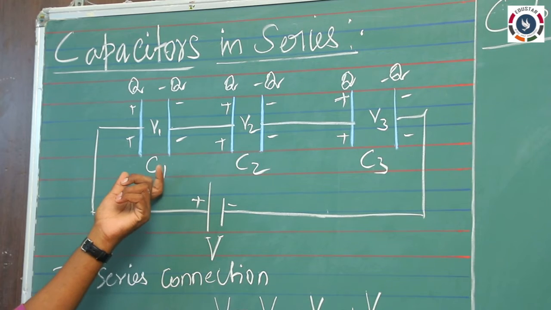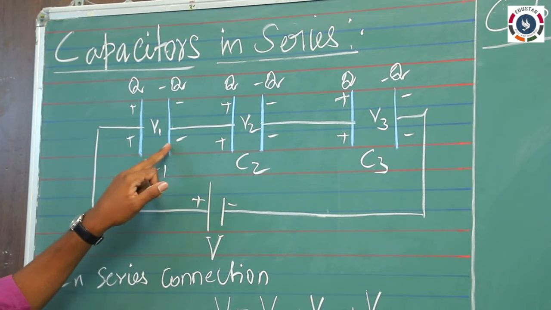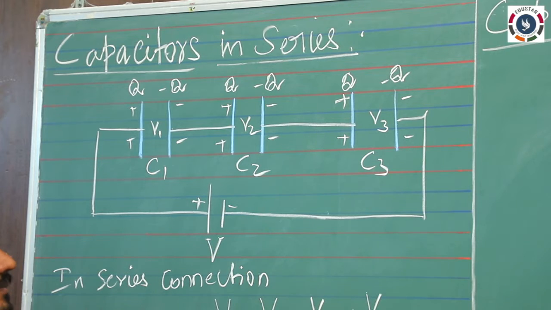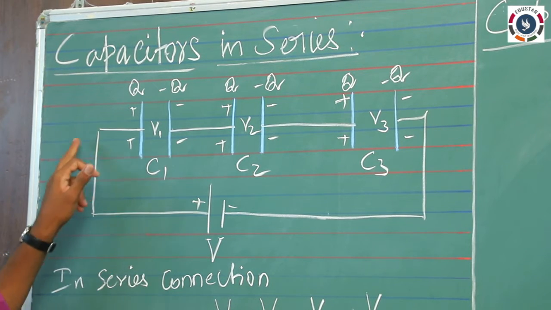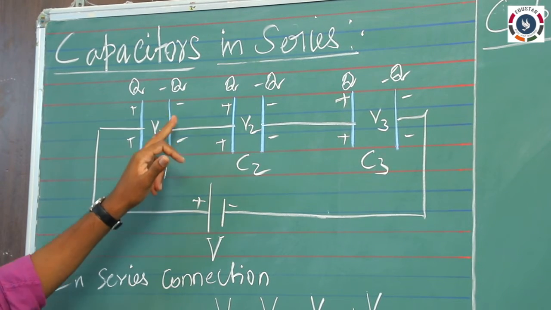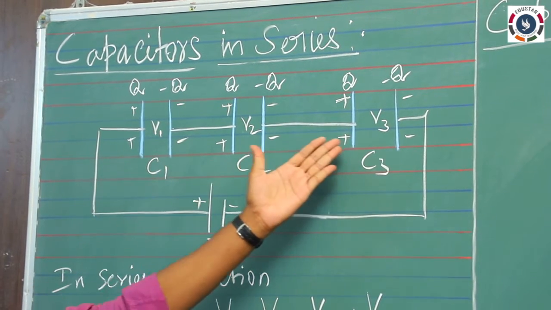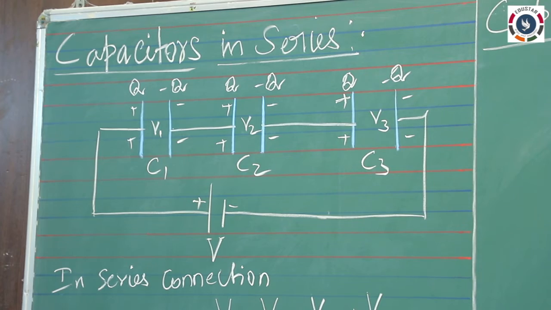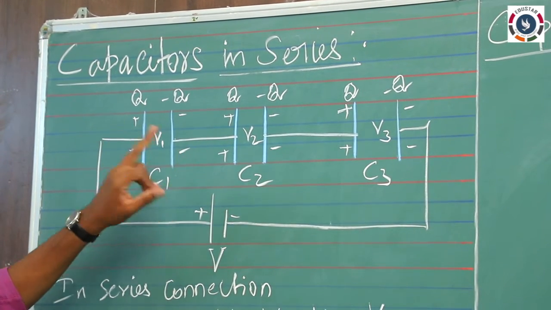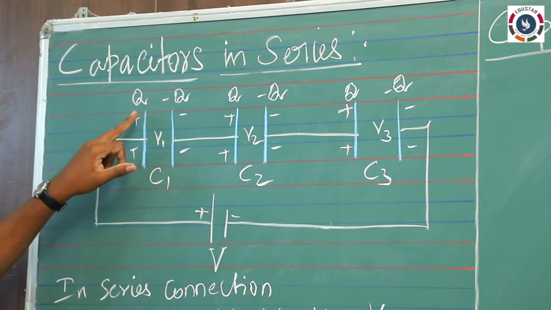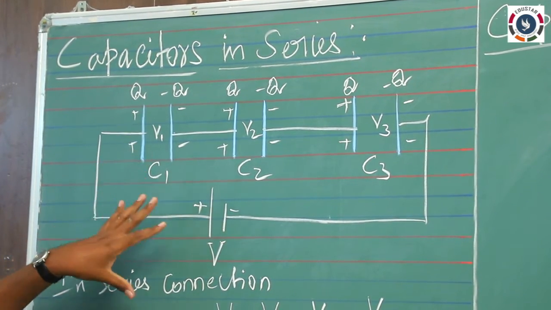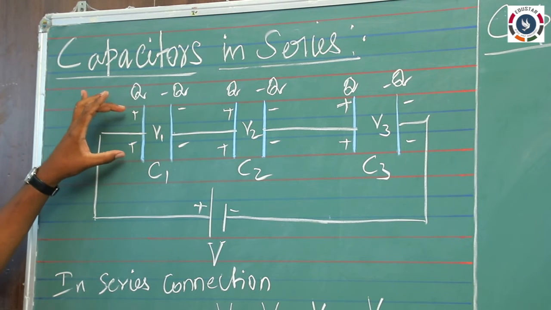For capacitor C1, the potential difference between the two plates is V1, for C2 it is V2, and for C3 it is V3. If the positive terminal is connected to a plate, that plate gets positive charge and the other plate gets negative charge. Simultaneously all plates acquire charges. Here the charge will be the same. In the series connection, the charge on the plates is always the same. The charge on one plate is Q, the other plate is minus Q, so the total charge of the capacitor will be 0, but we have to take the charge of any one plate.